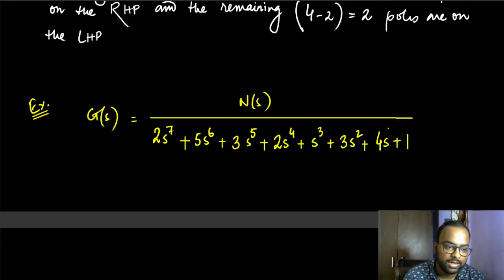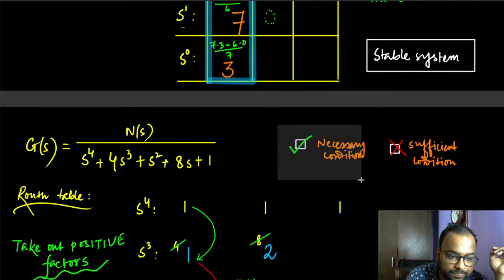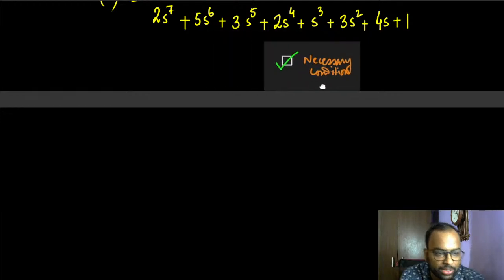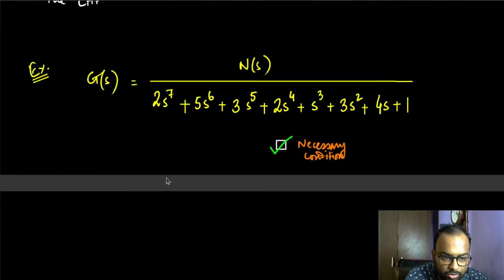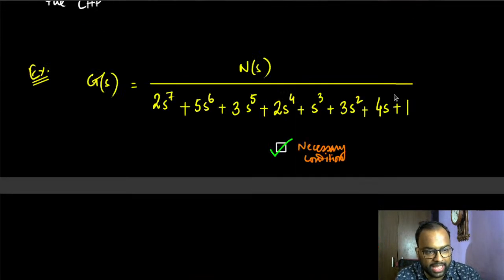Solving this manually becomes really difficult, right? And we can see right off the bat that it satisfies the necessary condition, because all the coefficients are present here. None of the coefficients are missing: s to the power 0, 1, 2, 3, 4, 5, 6, 7. All the coefficients are present, so it satisfies the necessary condition. Not a problem. So now it's a candidate that we need to check using the sufficient condition. I don't really know whether it satisfies the sufficient condition, so let's check that.